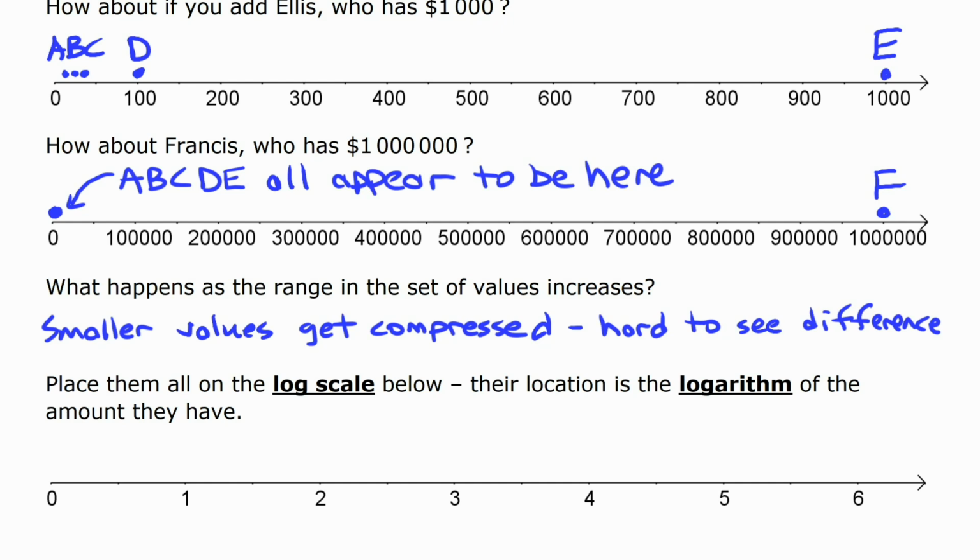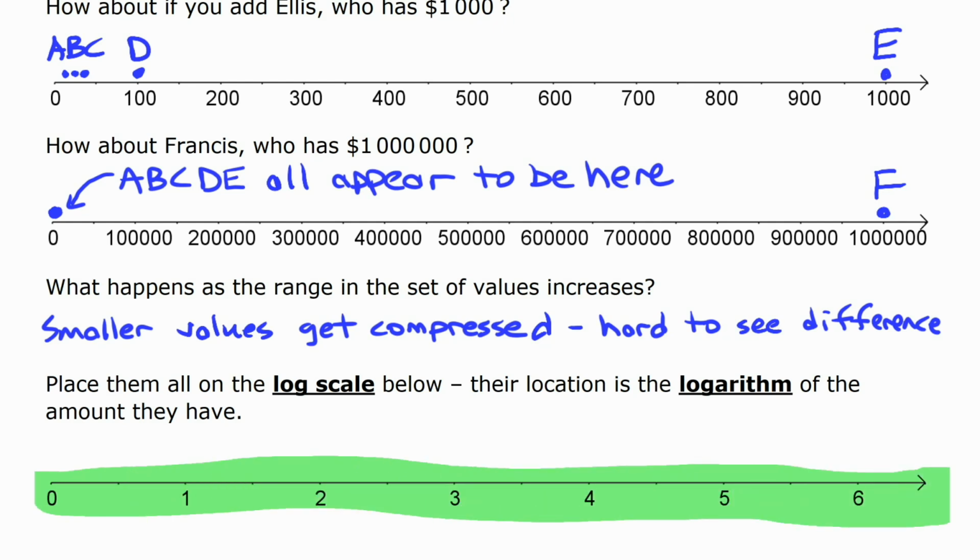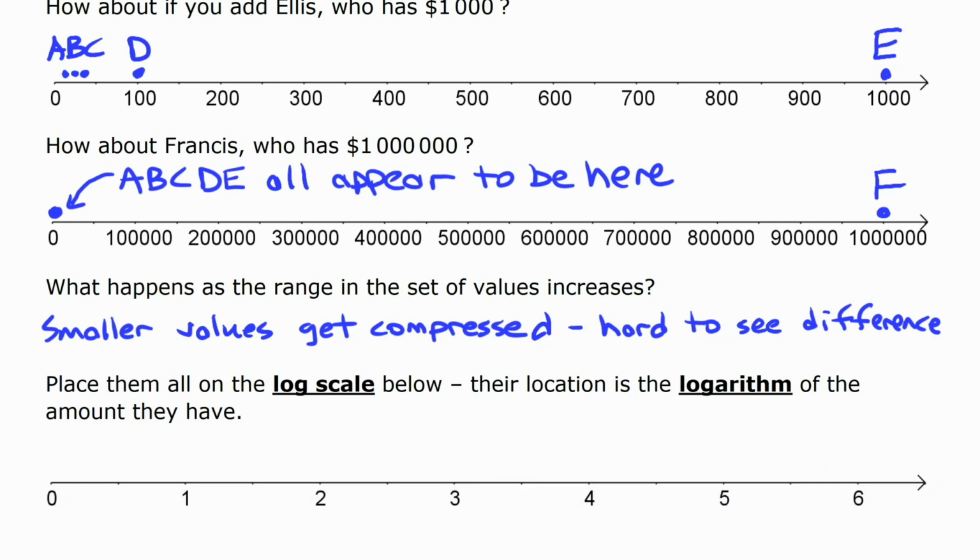Now we're going to put those numbers 1 to 6 on there, but really it's important to remember that they actually represent 10 to the power of those numbers. So Francis is going to be right there at 6 because it's 10 to the 6th that they have. And then the other people, Ellis, who has $1,000, 1,000 is 10 to the 3, the logarithm's 3, so we're going to put them right there.